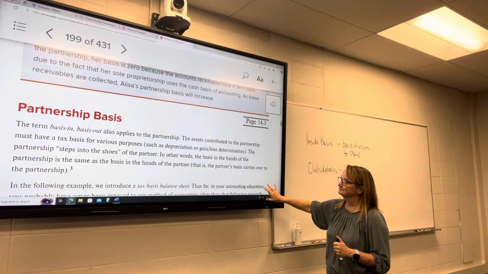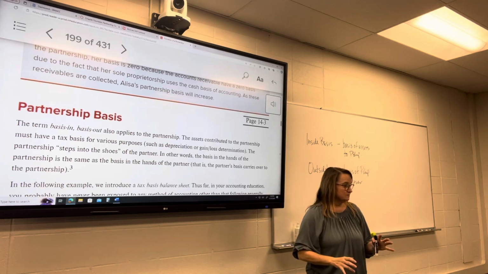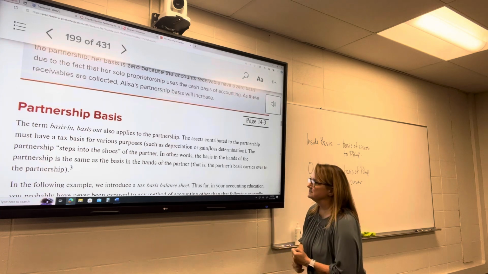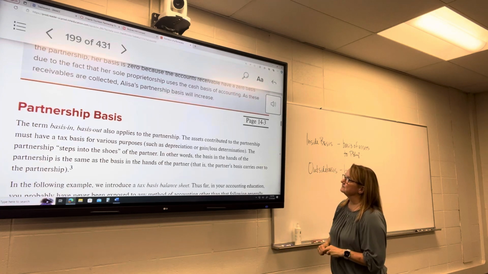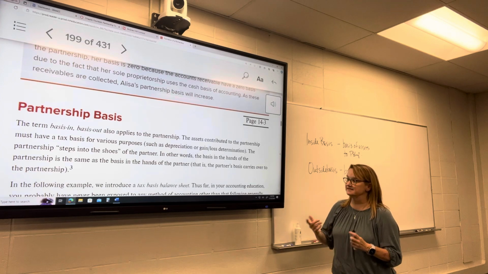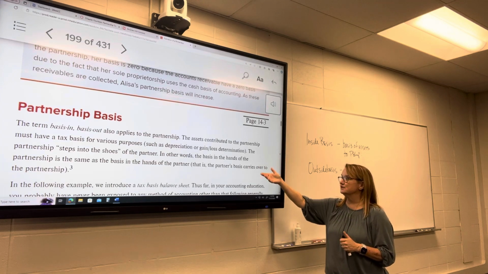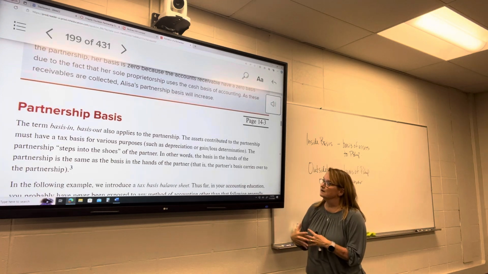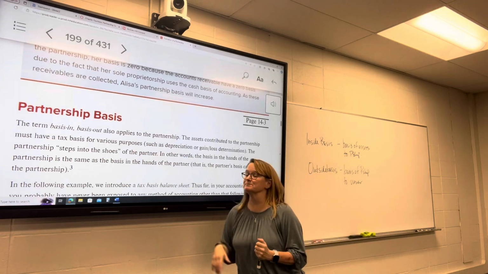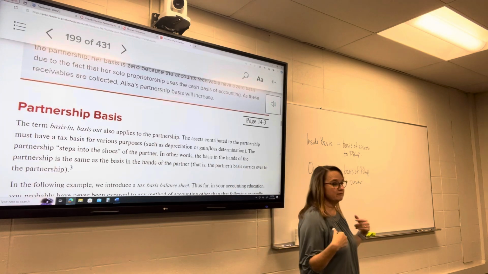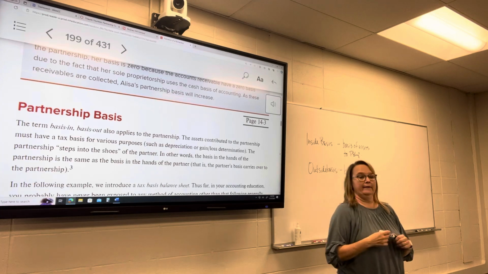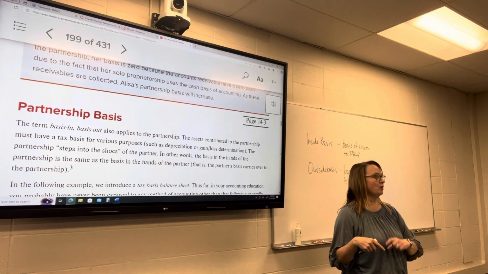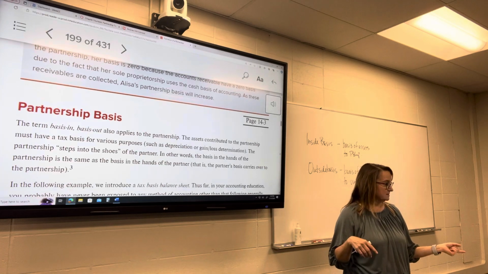All right. So that's the outside basis. What is the basis to the partner in that partnership? Inside basis, this is the partnership basis. Assets contributed to the partnership have a tax basis for purposes of depreciation and also determination of any gain or loss once they are disposed of. What happens is the partnership steps into the shoes, as they say here, of the partner. So whatever the basis was to the partner, that's now the basis. The partnership is going to now adopt that basis.